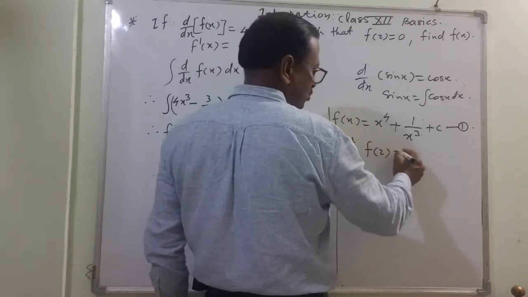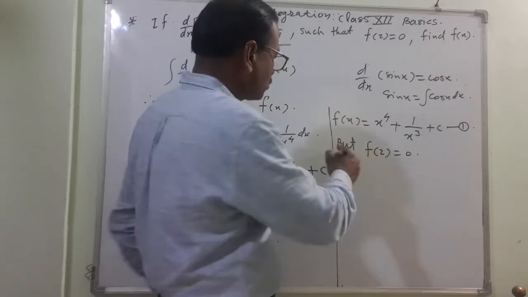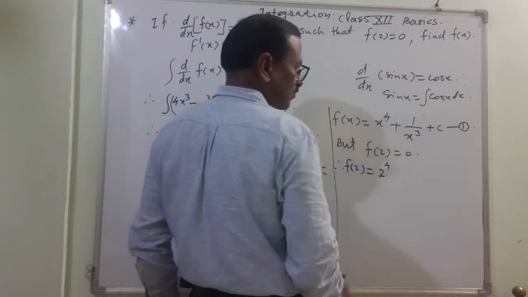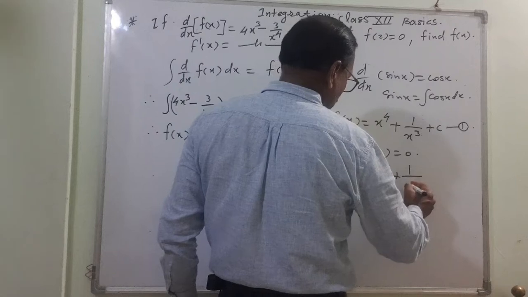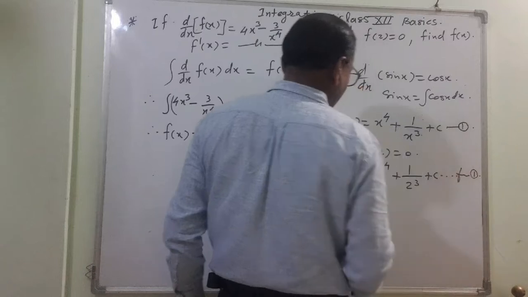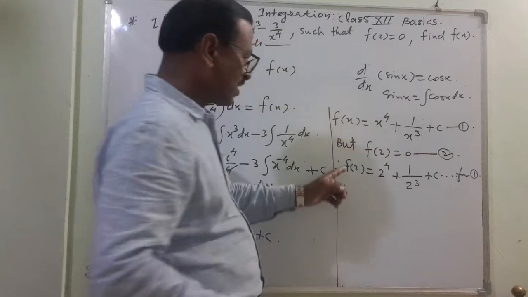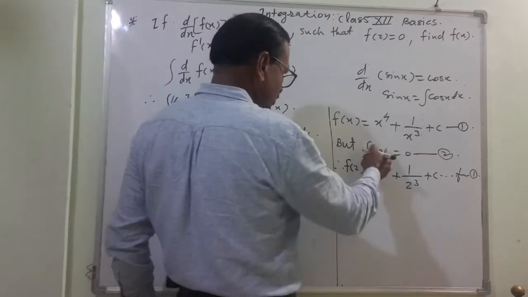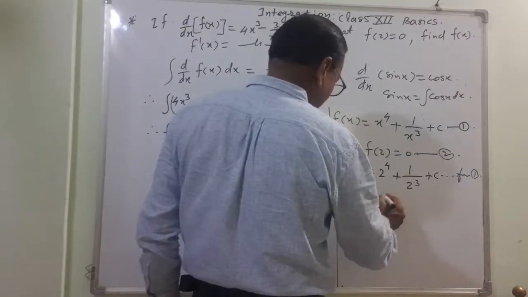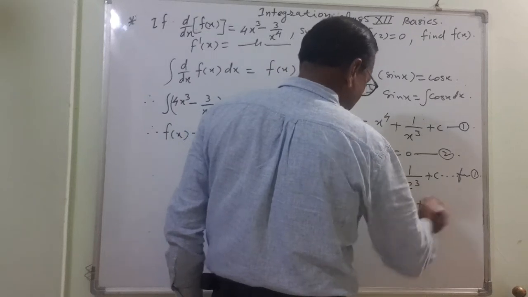But f of 2 is equal to 0. Therefore, this is the function. F of 2 means at the place of x put 2. So f of 2 equal to, this is 2 raised to 4 plus 1 upon 2 raised to 3 plus c from 1. So what is the value of f of 2? 0. They have given. That is your 2 raised to 4. 2 raised to 3 is 8. 8 to the 16. Plus 1 upon 8 plus c.